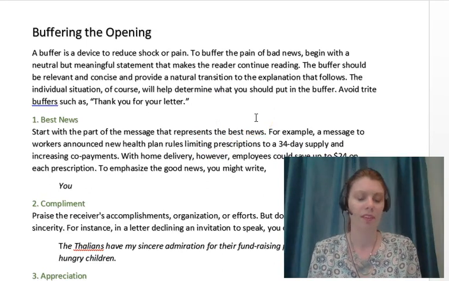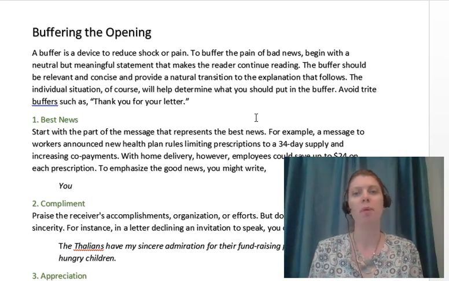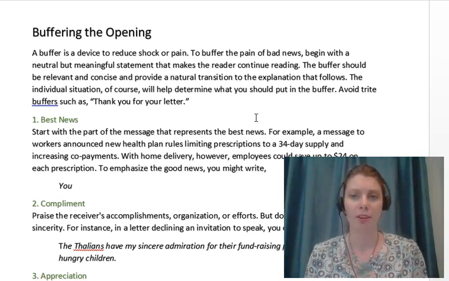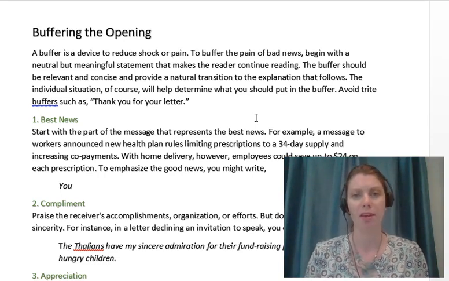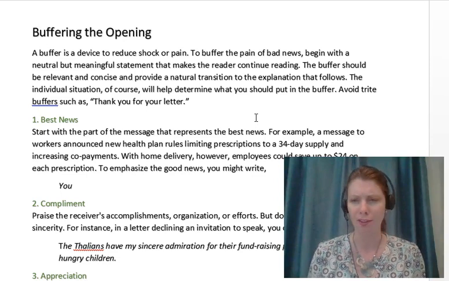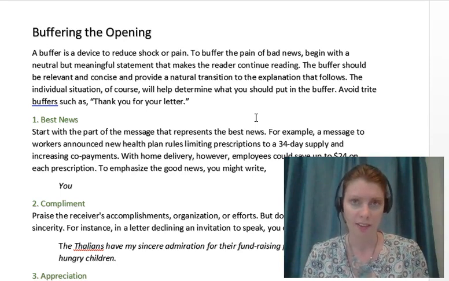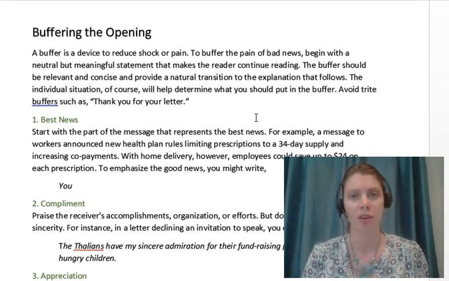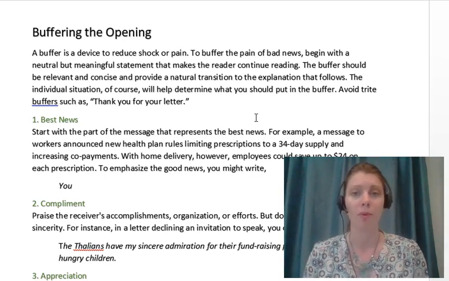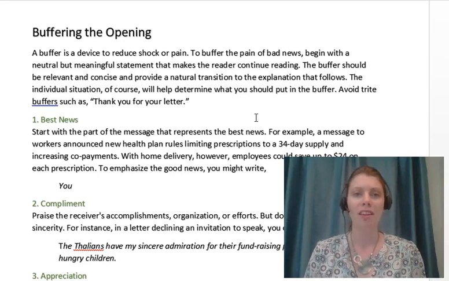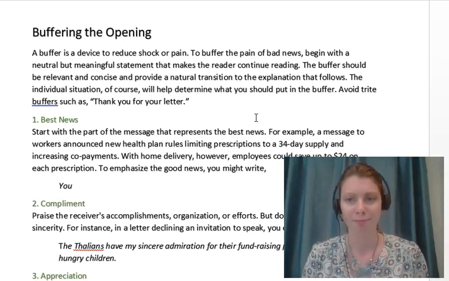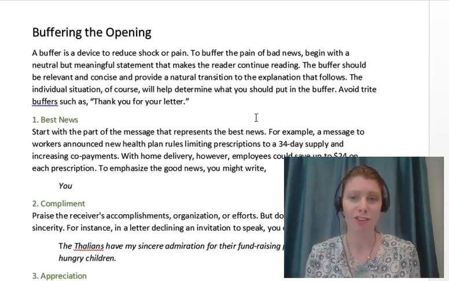Buffering. A buffer is a device that you can use to reduce shock or pain. To buffer the pain of the bad news, begin with a neutral but meaningful statement that makes the reader want to continue reading, or at least will continue reading. The buffer should be relevant and concise and provide a natural transition to the explanation that follows. The individual situation, of course, will help determine what you should put in the buffer. Avoid things like, thanks for your letter. That's not personalized and might not have much to do with the actual situation.